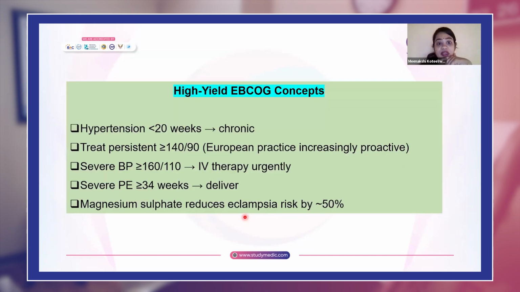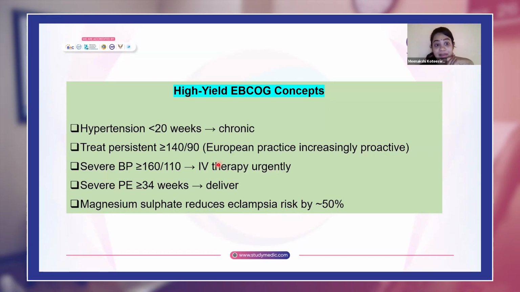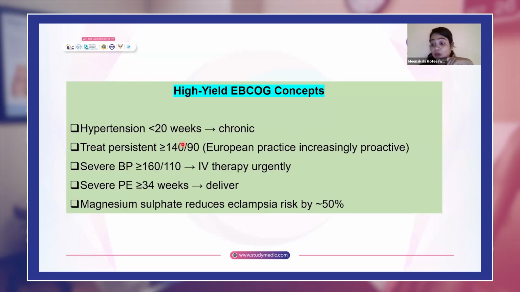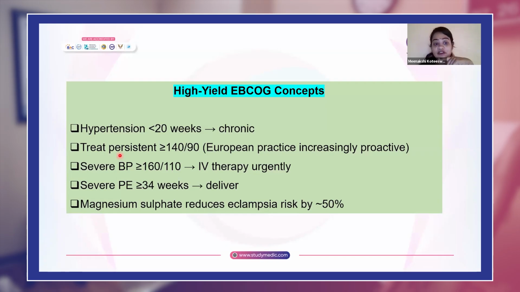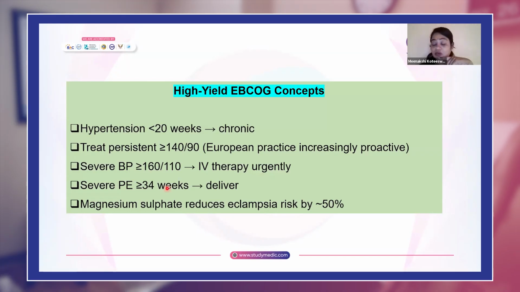And coming to this, the certain important concepts which you need to understand: hypertension which is present before 20 weeks is called chronic. Treat persistent blood pressure when it is more than 140 by 90. Severe blood pressure of more than 160 by 110, you have to go for IV therapy urgently. And severe preeclampsia beyond 34 weeks, you need to deliver. And magnesium sulfate reduces the eclampsia risk by about 50%.